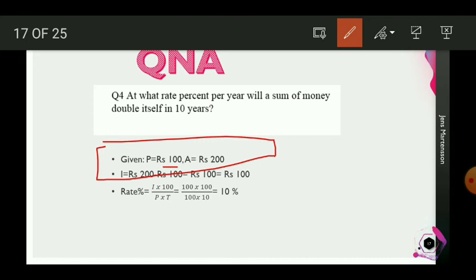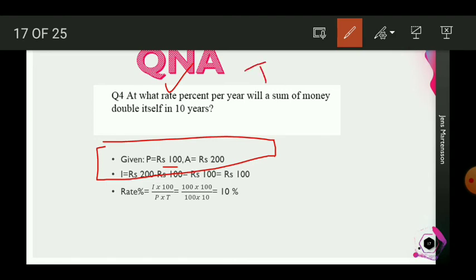Okay, so if we assume P as 100, so double itself in 10 years. What does double itself mean? Double itself means 100 into 2. So our amount is going to be 200. We don't know the rate, we don't know the interest.